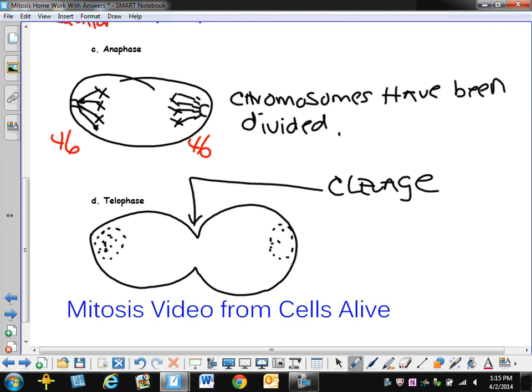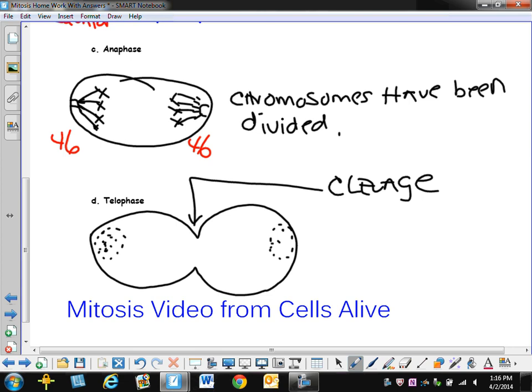Or just like my meat cleaver, which means to cut, cleave, to cut. Cleavage. So we have it in our chest, we have cleavage. We also have it in our bones, we have cleavage. But it means to divide, something that is divided. This is the way you can tell that this is telophase. Look for the cleavage. Okay?